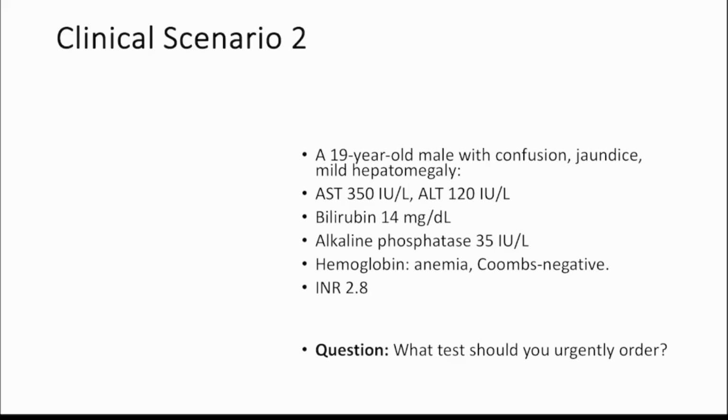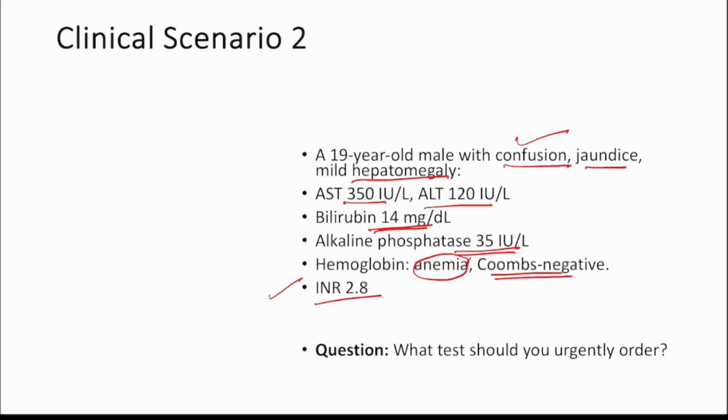Now we go to the second case. A 19-year-old male has got confusion, jaundice, and mild hepatomegaly. AST is 350, ALT 120, bilirubin is 14 milligrams, elevated, alkaline phosphatase is 35, hemoglobin, there is anemia, which is Coombs negative, INR. So the patient has got a coagulopathy, that is INR more than 1.8, has got confusion, probably hepatic encephalopathy, there is a transaminitis, so the patient has got acute liver failure.